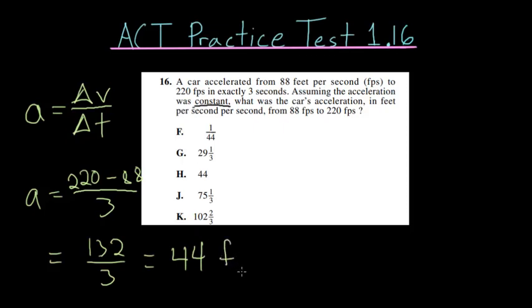And this is feet per second per second, or feet per second squared, which might seem kind of confusing, the whole per second, but it might be easier to think of it like this: the acceleration is 44 feet per second, and this happens every second. So every second, you're gaining 44 feet per second. So when the units work out, what you end up with is second in the denominator squared. So our final answer here is this choice, letter H.